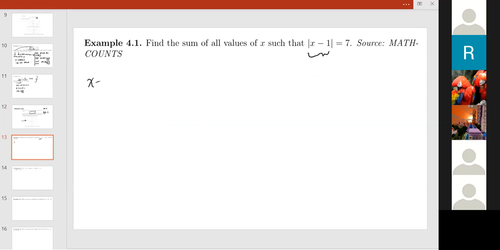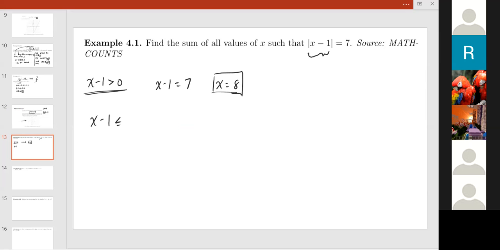So first, let's take the case that x minus 1 is greater than 0. This means that the absolute value is just going to be x minus 1. So this is equal to 7. Yeah, x is equal to 8. And we always need to check that this value satisfies this. And it does, because 8 minus 1 is greater than 0. So x is equal to 8 is the solution.